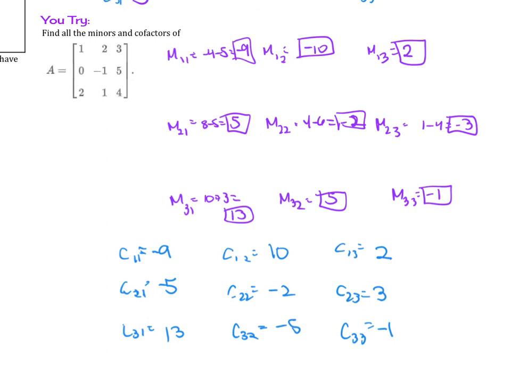All right, trying this out. So first, finding the minors. The first row is -9, -10, and 2, then 5, -2, and -3, and 13, 5, and -1. Then for the cofactors, you just change the signs. So this is -9, +10, 2, -5, -2, 3, 13, -5, and -1.